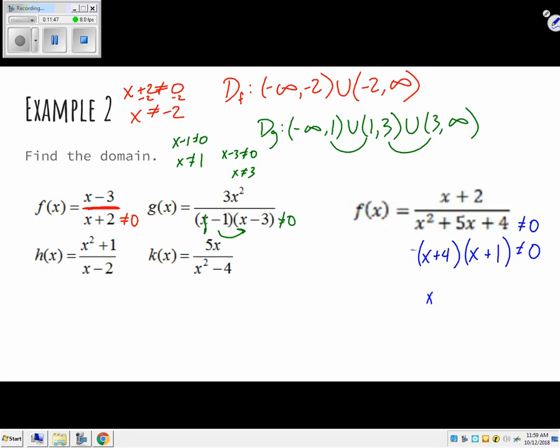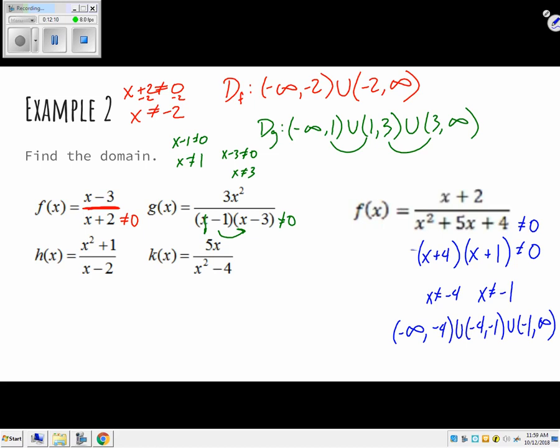Okay, but I keep on forgetting my not equal to. So x cannot equal negative 4. x cannot equal negative 1. And I want this in interval notation. So anything from negative infinity to negative 4, union negative 4 to negative 1, union negative 1 to infinity. This would be my domain.